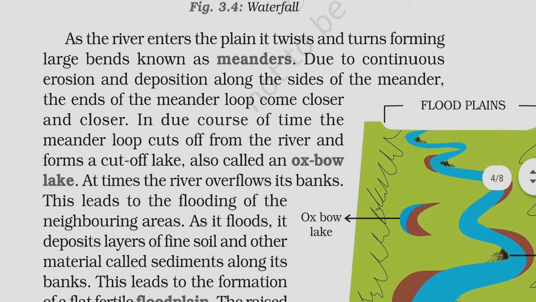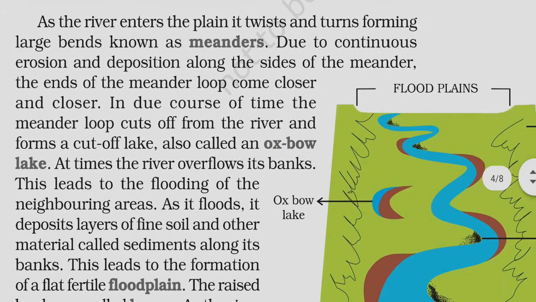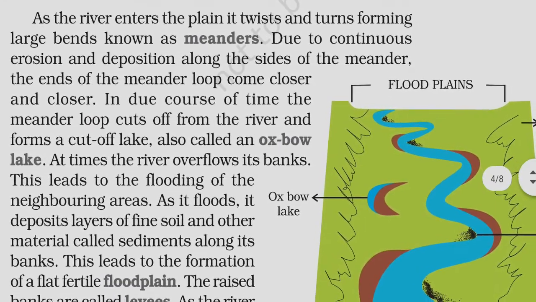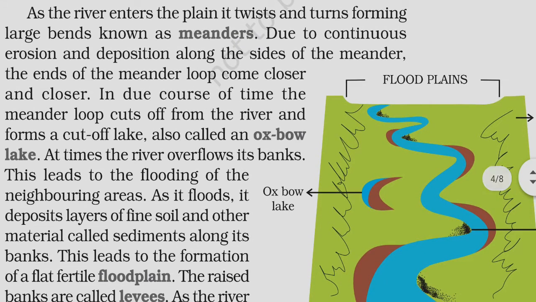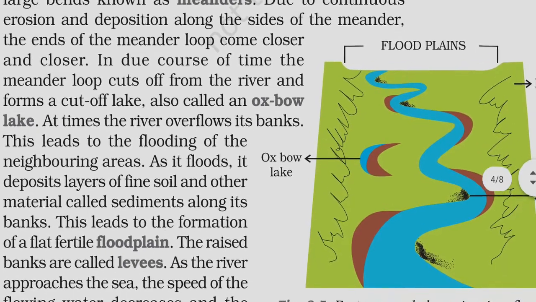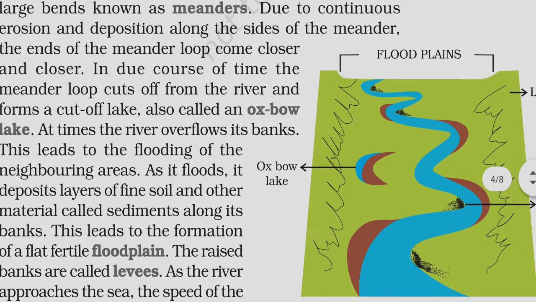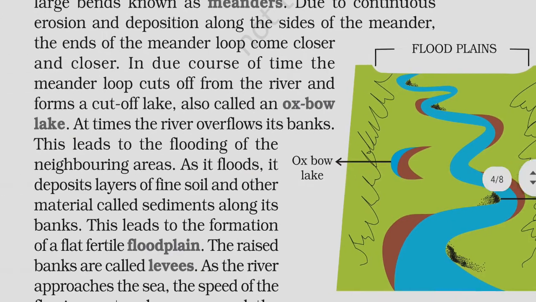Okay, then due to the continuous erosion and deposition along the sides of the meander, the ends of the meander loop come closer and closer. With the course of time, the meander loop is cut off from the river and forms a cut-off lake. It is known as an oxbow lake. In this picture we can find an oxbow lake, which means that the meander, as years pass, gets separated and forms a cut-off lake in a U shape or C shape.